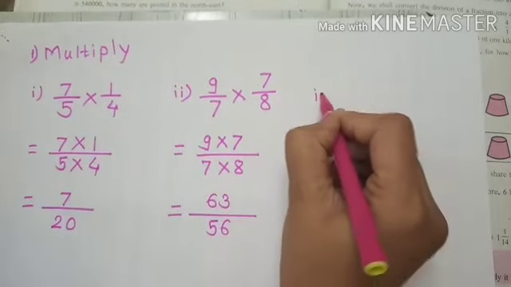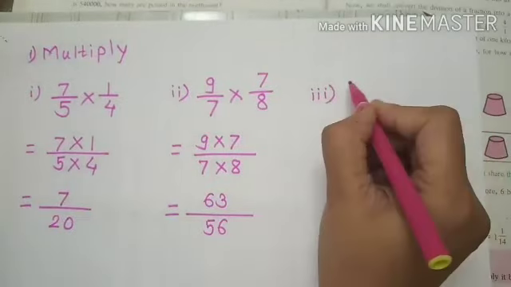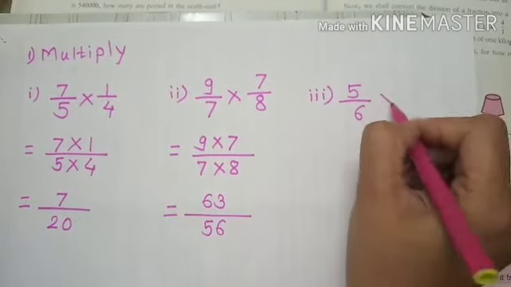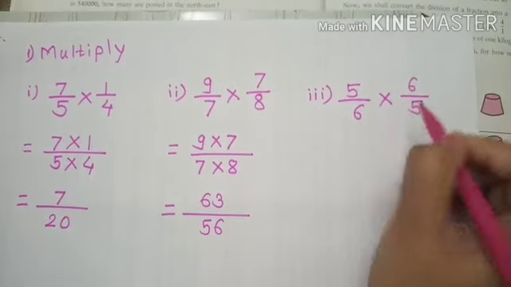Third example, 5 upon 6 multiplied by 6 upon 5.